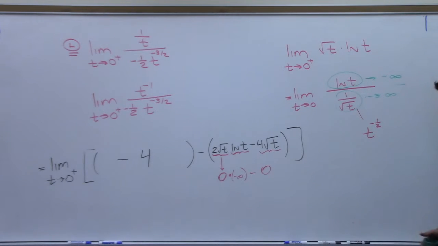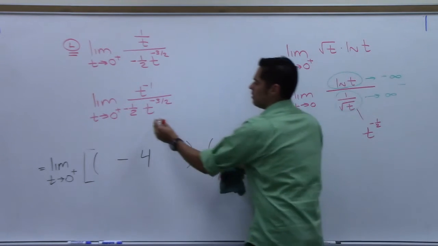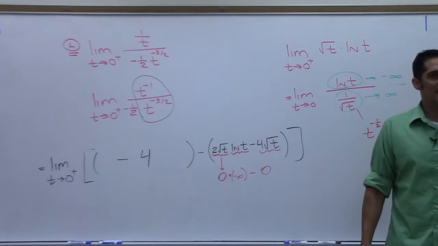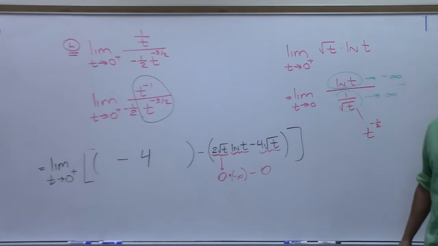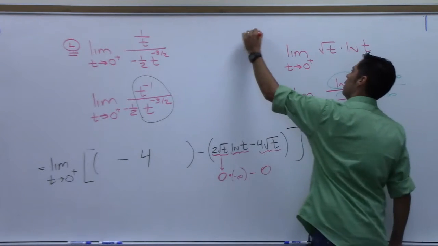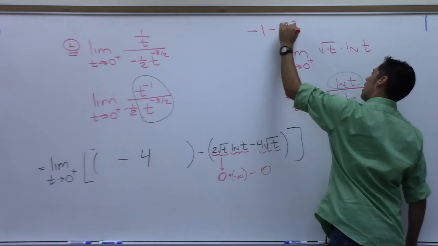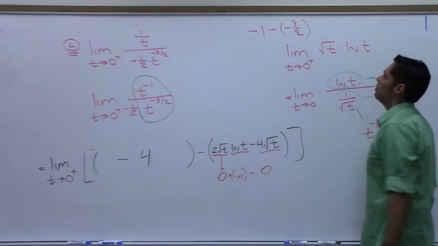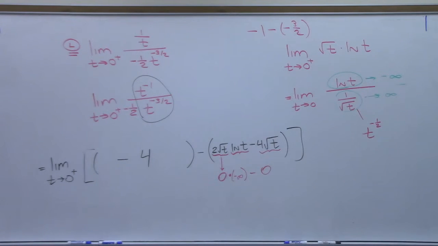Now let me combine those t's together. When you have t to a power over t to a power, you subtract, right? What's negative 1 take away negative 3/2? Negative 1 take away negative 3/2 is what? 1/2, isn't it?